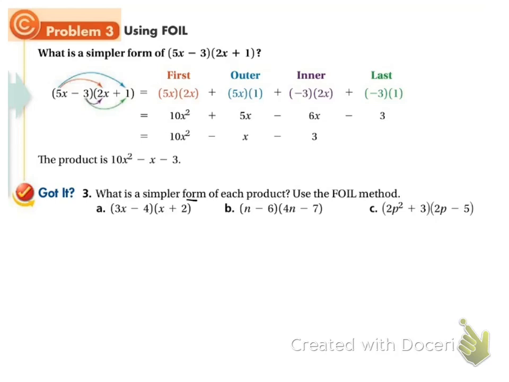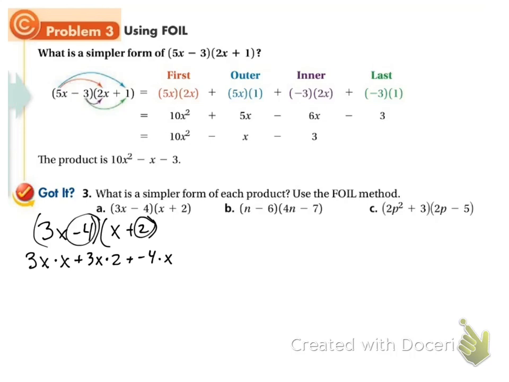So let's do this one here. So we've got 3x minus 4 times x plus 2. So first we've got to do is F, the first. So that's 3x times x, these two. Plus, next comes the O, that's the outside, these two terms. So that's 3x times 2. Plus, then we've got the I, the inside terms, so these two. So negative 4 times x. Then we get the last terms, negative 4 times 2.